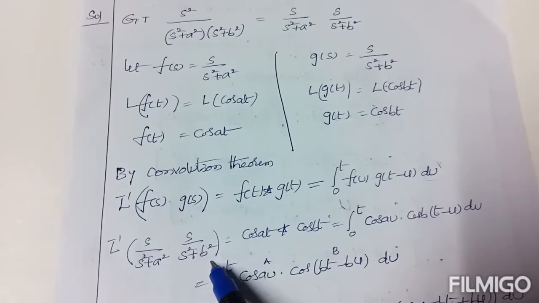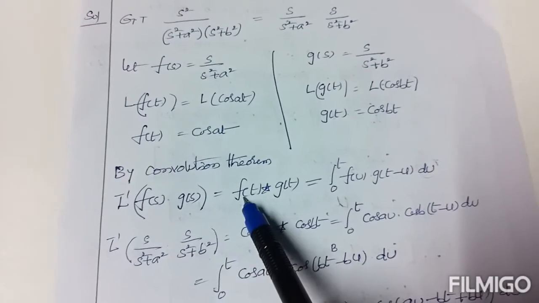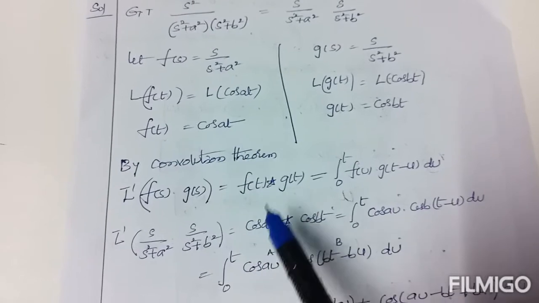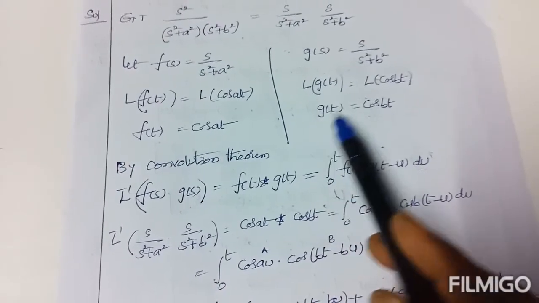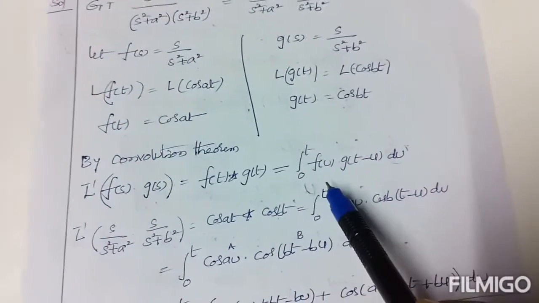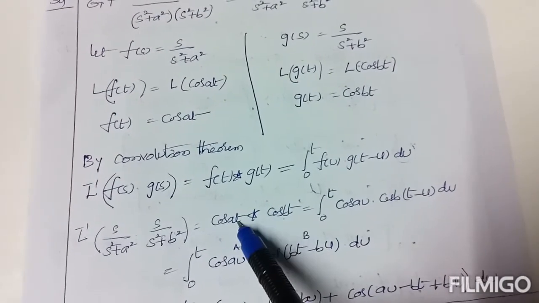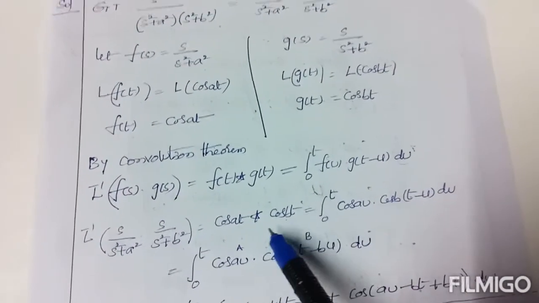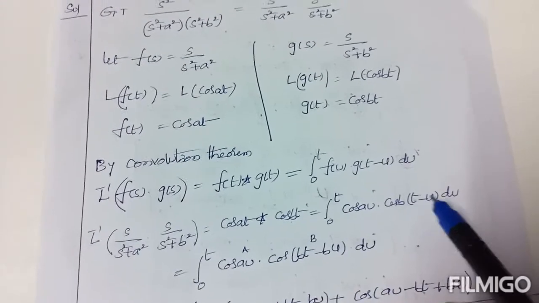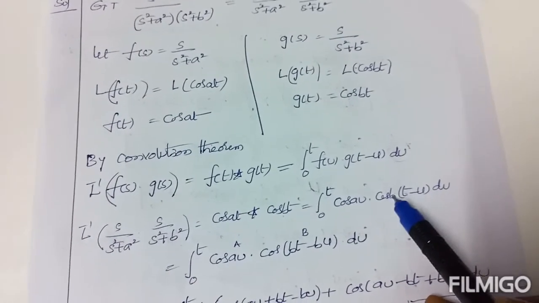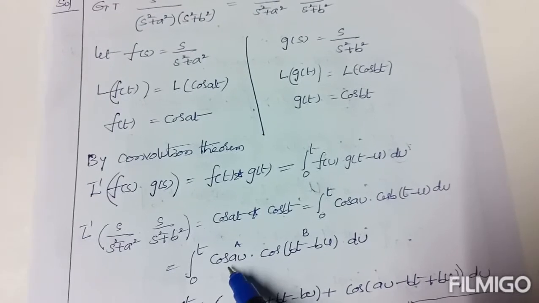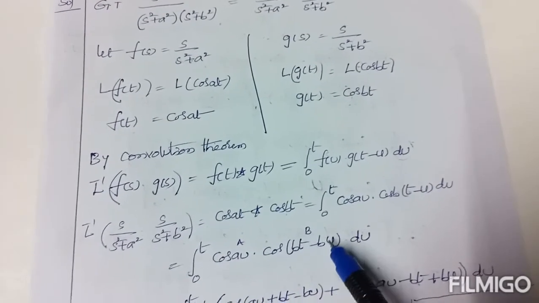It is either equal to cos at. F of t is cos at, g of t is cos bt. Integral 0 to t, first function t place is u, cos of second function t place is t minus u, du. Now enter b into the bracket. Now cos au cos bt minus bu.